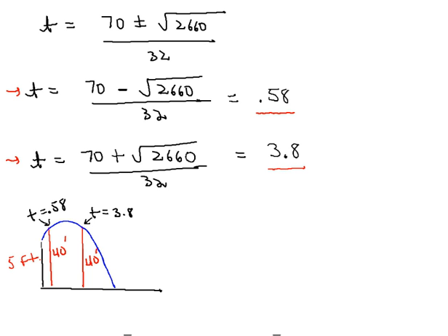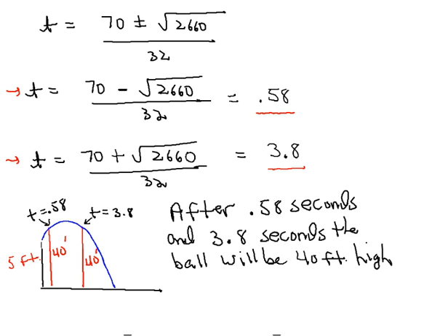Now if we continue to look at the blue path, the ball will continue to rise and eventually it will fall back down towards the ground. But there will be another place in the path, which you can see is the second red line here, where the ball will again be 40 feet above the ground. And that will occur 3.8 seconds after the ball was launched. So we can write a sentence answering the question now that we know that both of those values are indeed valid. We can state that after 0.58 seconds and 3.8 seconds, the ball will be 40 feet high.